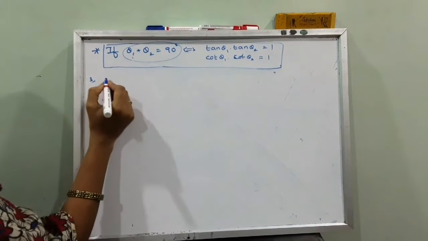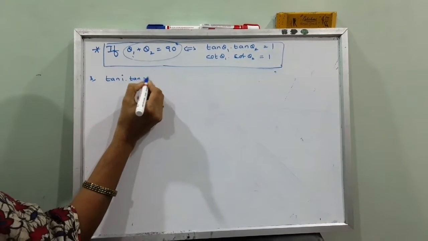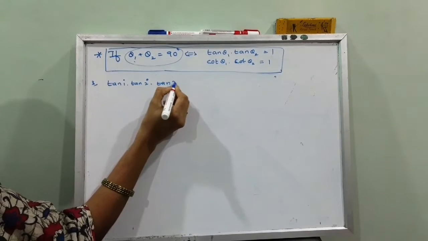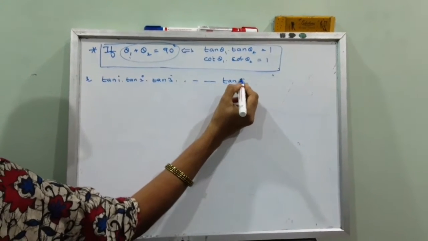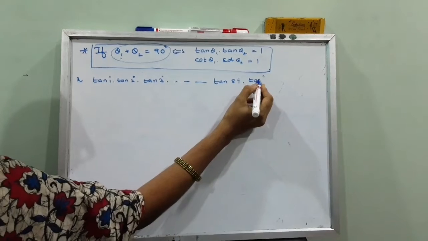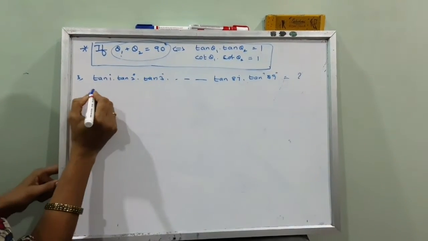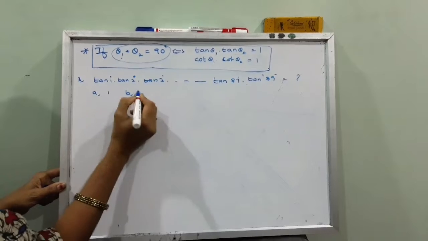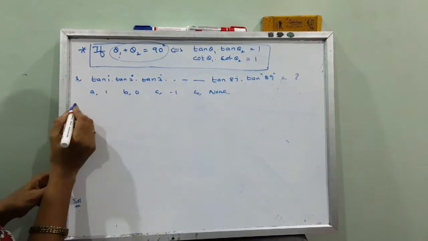Third one is tan 1 degree into tan 2 degree into tan 3 degree, and so on, up to tan 87 degree into tan 89 degree, is equal to: first option is 1, B is 0, C is minus 1, the fourth one is none of these.